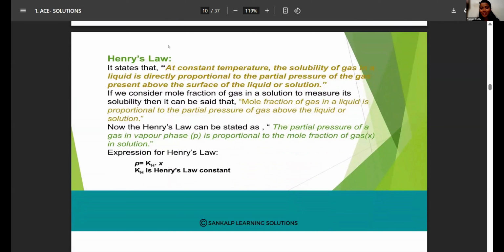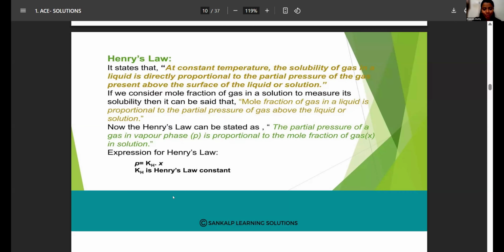Okay, let's begin. Who was Henry? Henry was the first to give a quantitative relation between pressure and solubility of a gas in a solvent, right? And whatever relationship between pressure and solubility that Henry gave is termed as Henry's law. What does it state? Let's see the statement of Henry's law. Please make sure that you learn this Henry's law properly, and you should not get confused with Henry's law and Raoult's law, which you are studying in further slides.